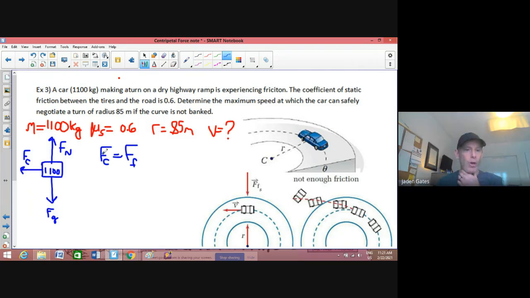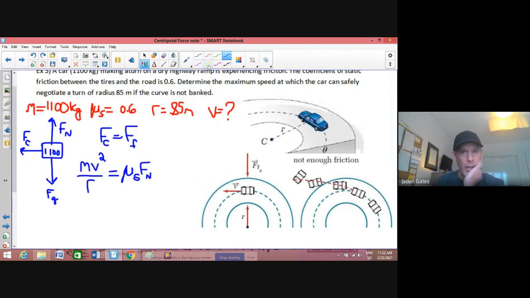And so again, a formula for centripetal force: mv squared divided by r. Force of friction, we've had that formula before. It is mu s times Fn, our normal force. Okay, so which of those do we have here? I always like to do that. We have the mass of the vehicle. We know the radius. We know our mu s. Fn, we don't know that yet.